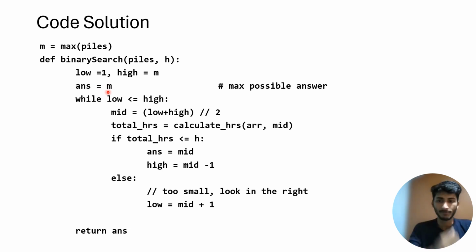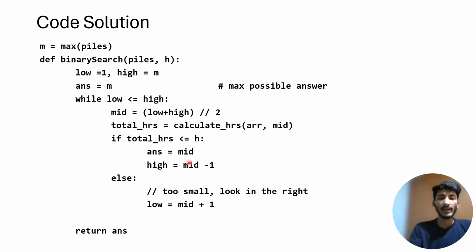While low is less than or equal to high, I find the mid value, and I pass that mid value as an argument to this calculateHours function. If the total hours coming out of this function is less than or equal to h, I have found a valid value, but I need to make sure it is the lowest value. To ensure that, I will look in the left half of that value. That is why I have reduced my high to mid minus 1.